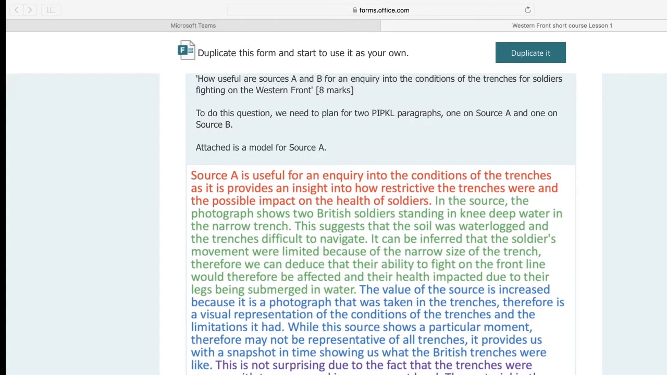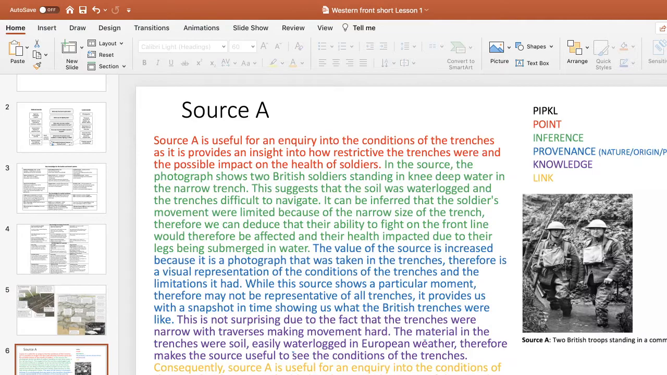Now, the colours represent a particular part in the PEEL paragraph: the red being point, the green being an inference, the blue being provenance, the purple being knowledge, and the orange or yellow being link. What you have to do is follow this similar structure to write down an answer for source B. And you'll be able to see that all I'm doing here is answering why that source, so why our initial source, this one, is useful in telling me about the conditions of the trenches.